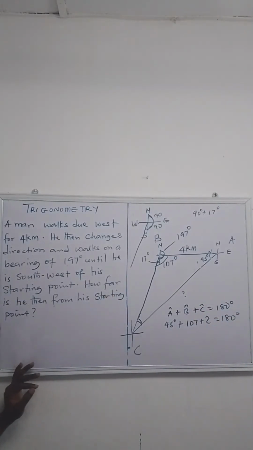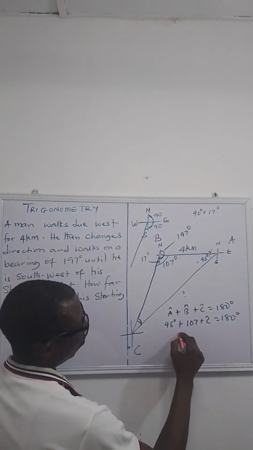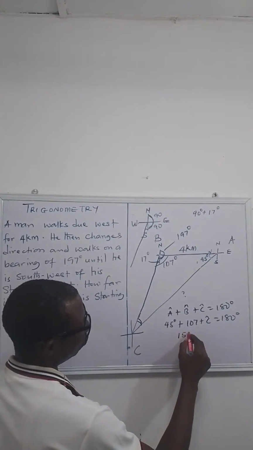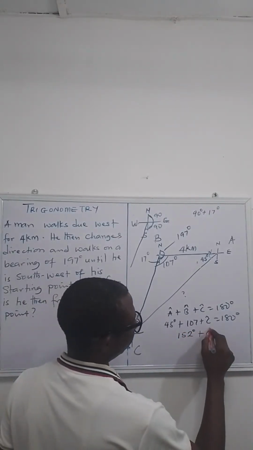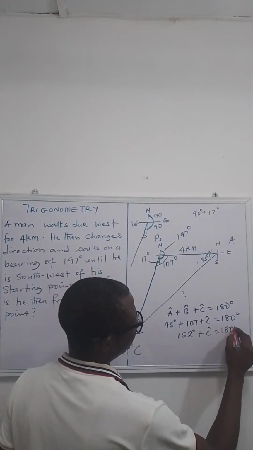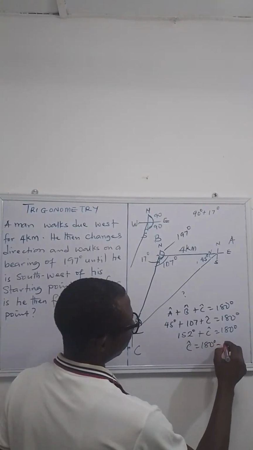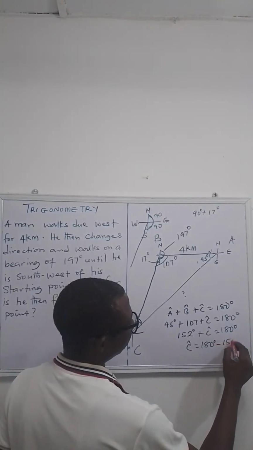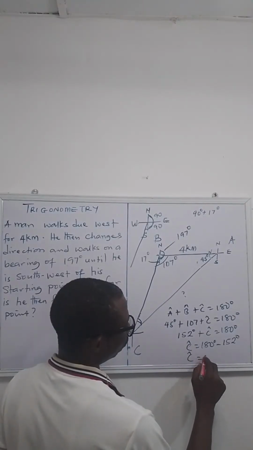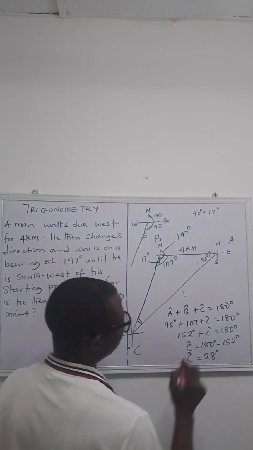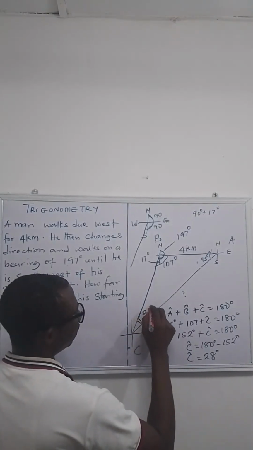Hope you can see that. So let's join these together. This is going to give you 152 degrees, plus angle C equals 180 degrees. So angle C will be 180 degrees minus 152 degrees. We have angle C equals 28 degrees. So that means the angle here is 28 degrees.